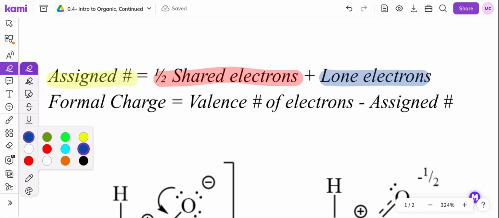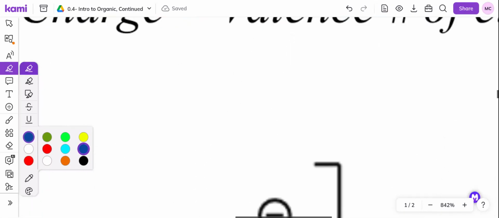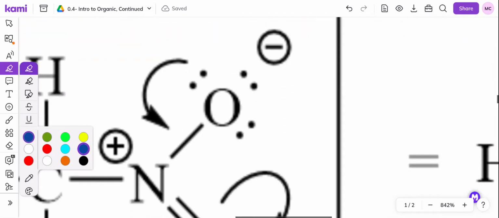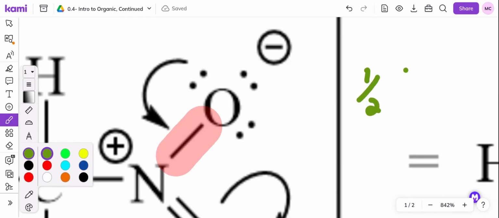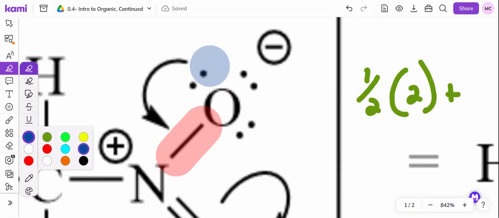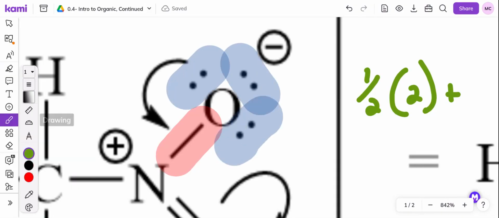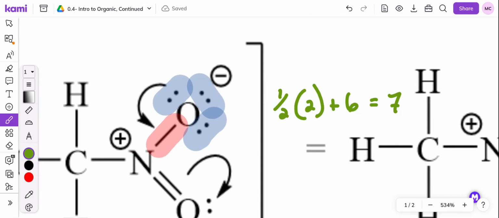So, for example, if I'm looking at this oxygen here, again, we want to look at 1/2 shared. So the shared are these electrons. And if it's a single bond, then that means that we have 1/2 of 2 electrons. And then when I look at the lone or the unshared electrons, I've got 2, 4, and 6. And so those 6 will be added on. In this case, my assigned number of electrons for that singly bonded oxygen is 7.